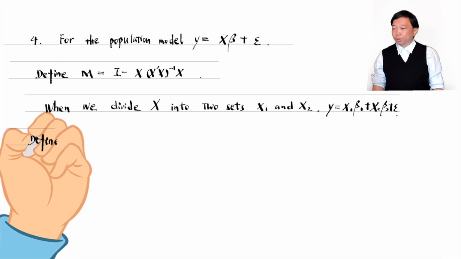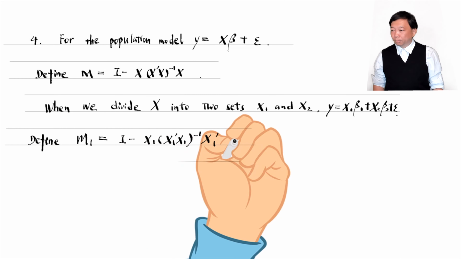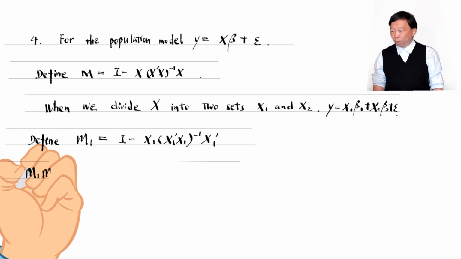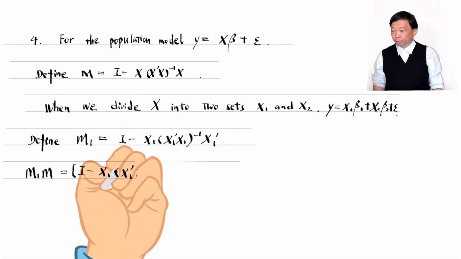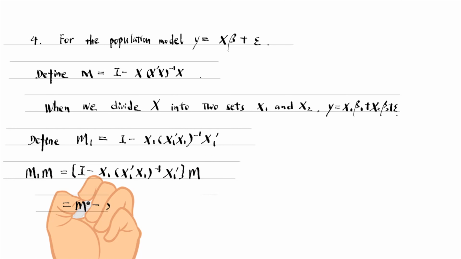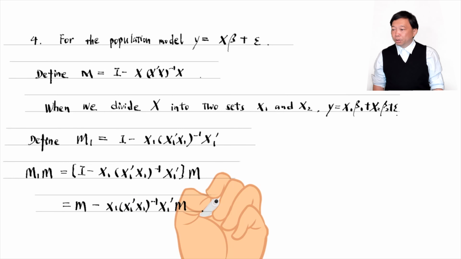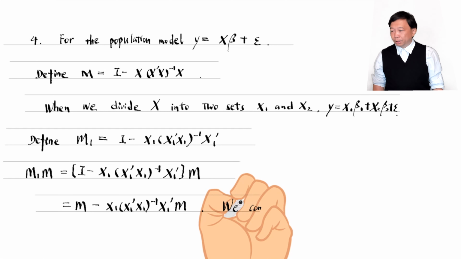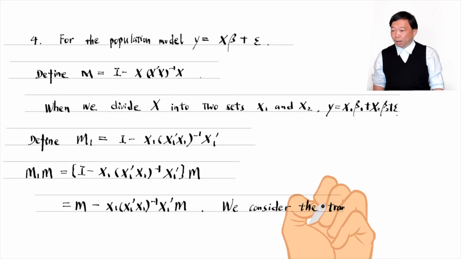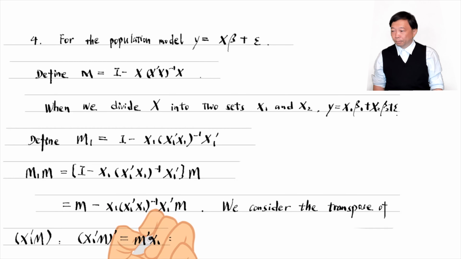We define the residual maker matrix M1. Then we can write M1 multiplied by M into two terms. The first term is M. The second term is an n by n matrix. We consider the transpose of the last part, M multiplied by x1.